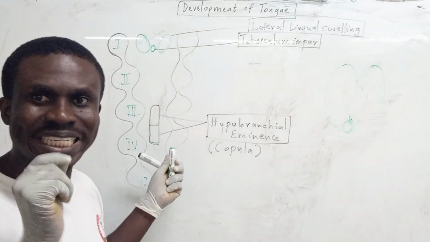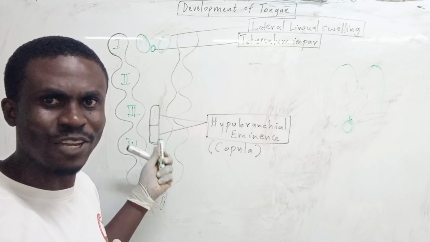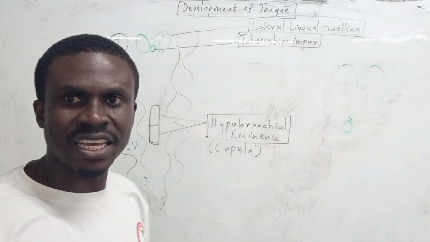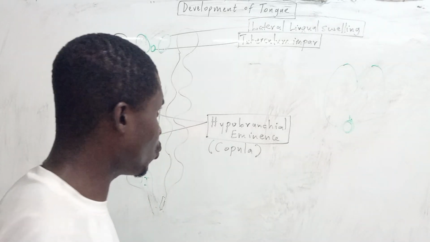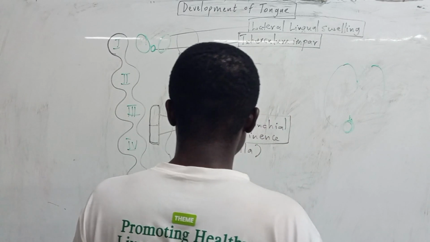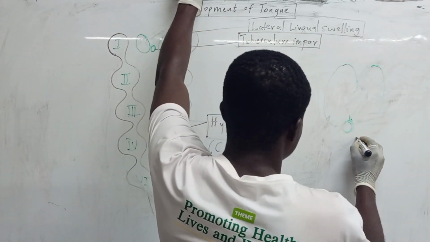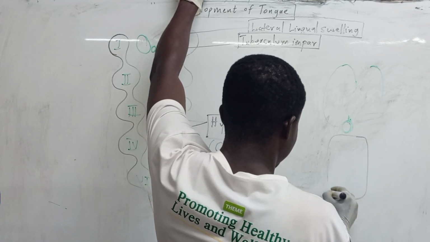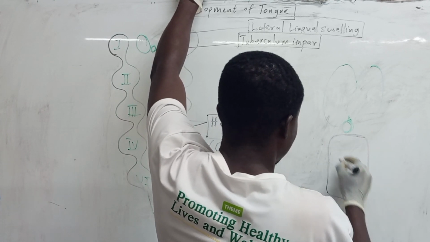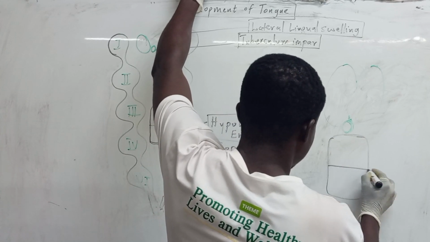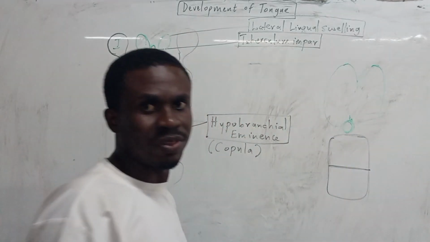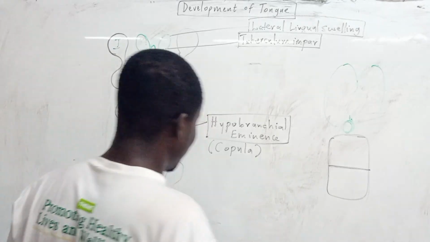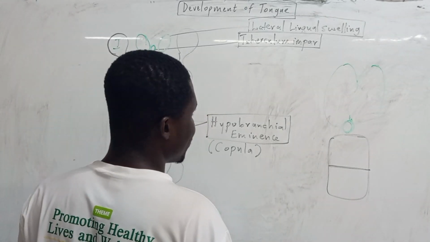Which means that this posterior 1/3 and the posterior most portions of the tongue is not contributed by the second pharyngeal arch. No. So rather, what I will do here is that we will have this portion of the tongue, which is supposed to give us this one. So that's what I put over here. Eventually we will form the tongue. So the tongue will eventually be over there.